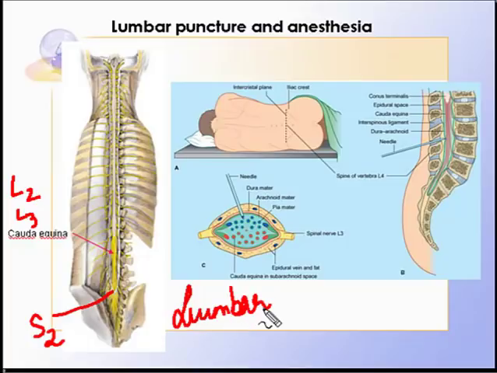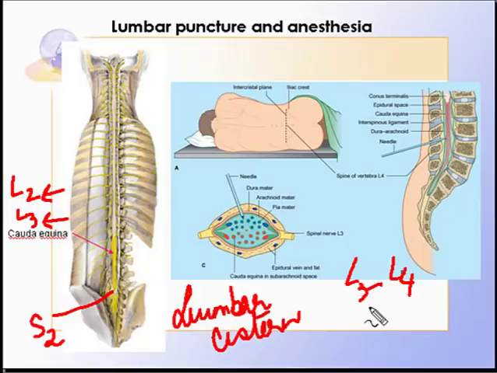It's called the lumbar cistern. So when you do a lumbar puncture, in adults you'll do it below the level of L2, and in children you will do it below the level of L3 because you don't want to hit the spinal cord. So in adults, usually it is done between L3 and L4, and in children it's done between L4 and L5.